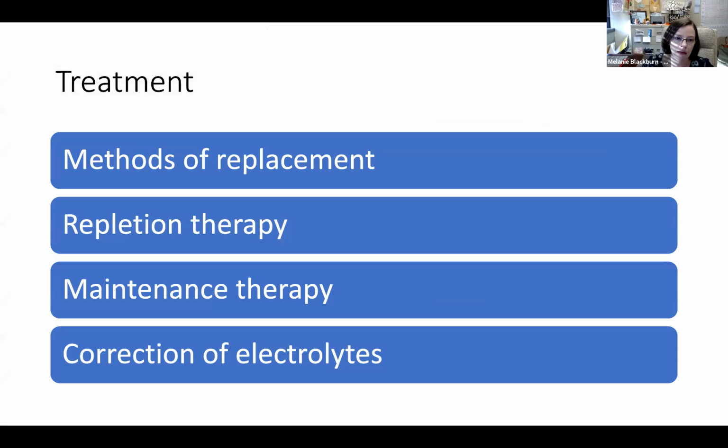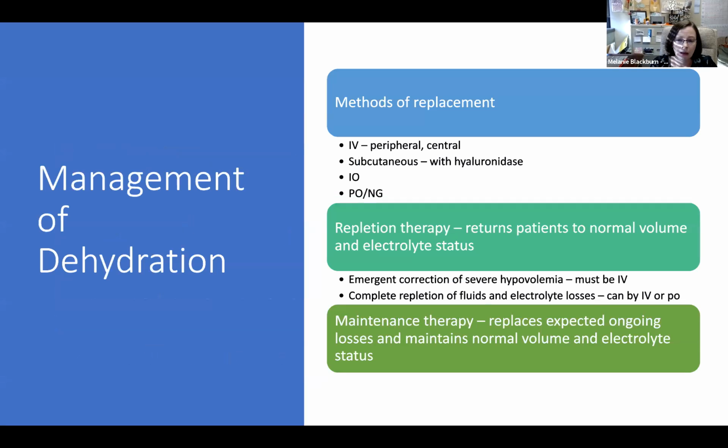All right, treatment. So there's 4 different methods of treatment, or phases of treatment, I guess I should say, that we'll talk about. And the first one is going to be how you replace it. So remember, in patients in general, there's multiple ways to get fluids in. So this can be intravenously, right? You can get a peripheral IV on a patient. You can put a central line in a patient, which usually only if they're in shock, we recommend doing that.